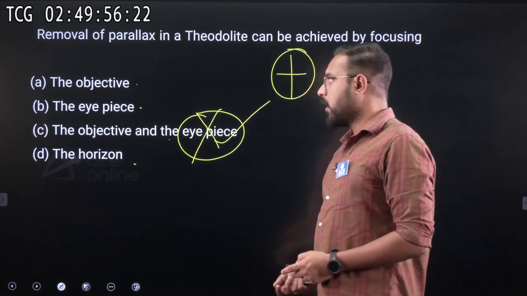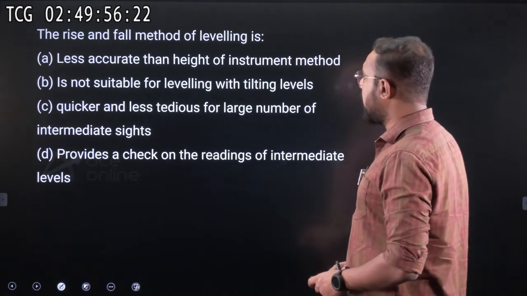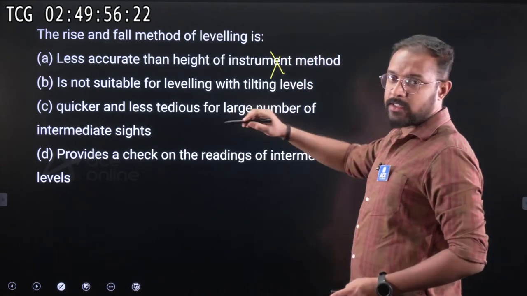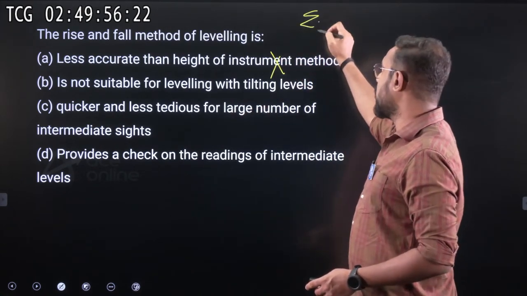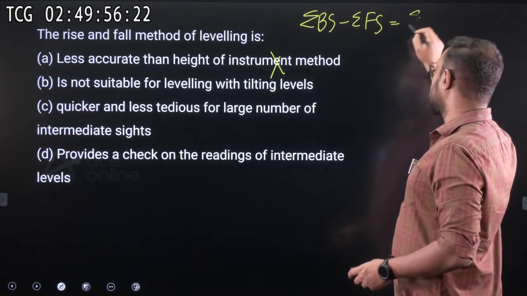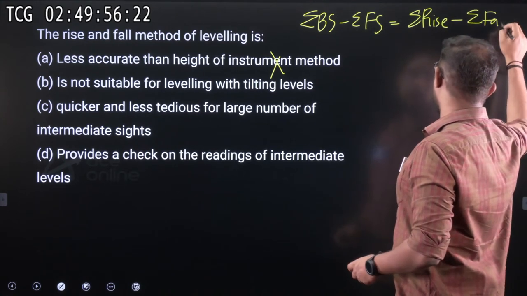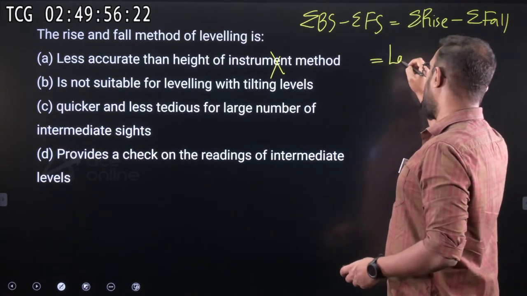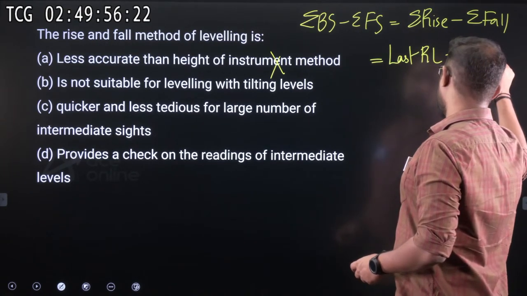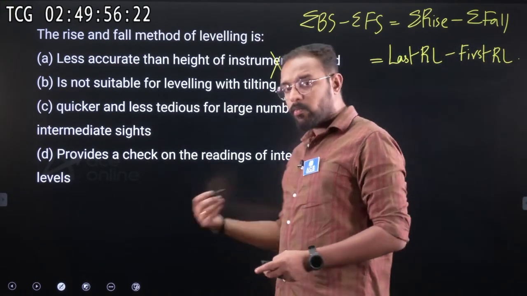Next question: the rise and fall method of leveling is less accurate than the height of the instrument method. Yes or no? Wrong, because it provides checks on intermediate sights. Remember, we have sigma BS minus sigma FS is equal to sigma rise minus sigma fall. And it is also equal to last reduced level minus first reduced level. So it is more accurate.